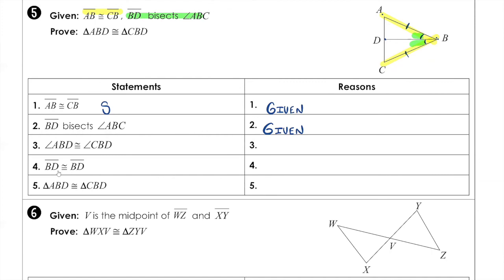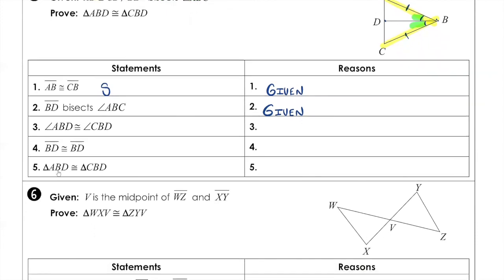Stop. How do we know angle ABD is congruent to angle CBD? Stop, son. Hey. What is it? Definition of angle bisector, because that's what an angle bisector does.